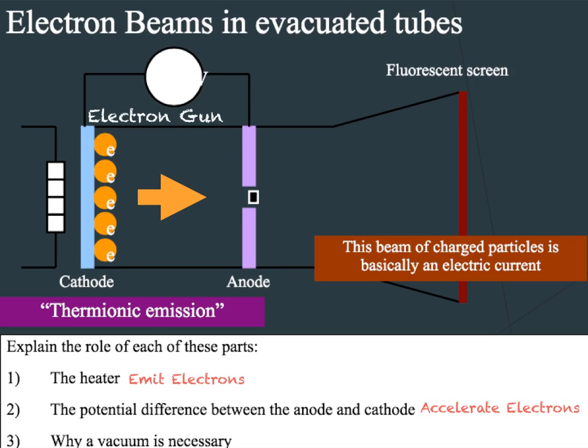Finally, a vacuum is used in order to ensure that the accelerated electrons do not collide with any other particles. This movement of electrons from the cathode to the anode is the equivalent to an electric current. When the electrons collide with the metal anode, kinetic energy is transferred into thermal energy. At this point, some of the kinetic energy is also transferred into X-rays.